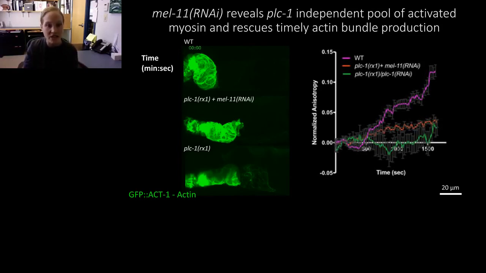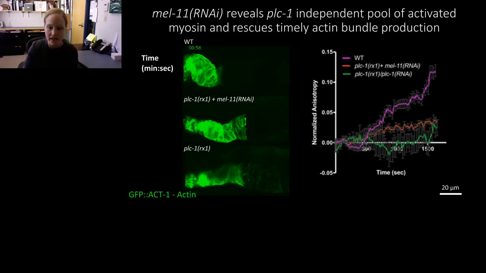And here in the center, what we've done is in the PLC1 null, the animal that lacks calcium signaling, we've also knocked down the myosin phosphatase. So now any amount of active myosin that's present will be able to stay active, and we should increase the overall amount of active myosin and potentially be able to rescue parallel bundle production. So let's watch and see what happens. And what you can see, sure enough, this animal definitely has more active myosin than the animal at the bottom, and definitely has rescue of parallel actin bundles.